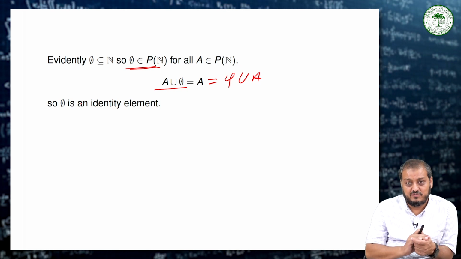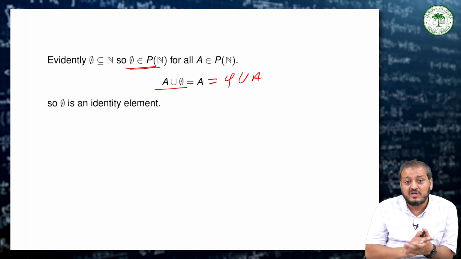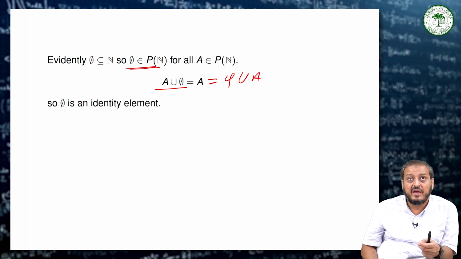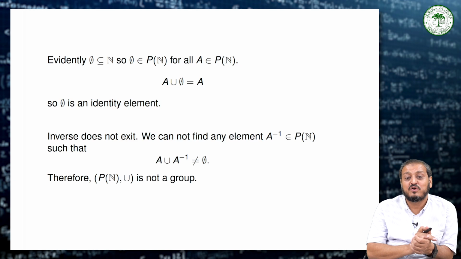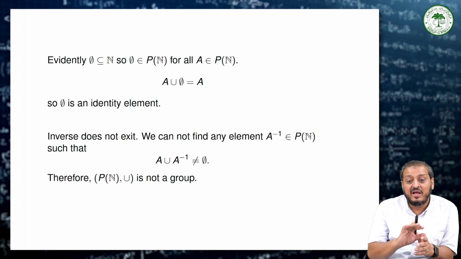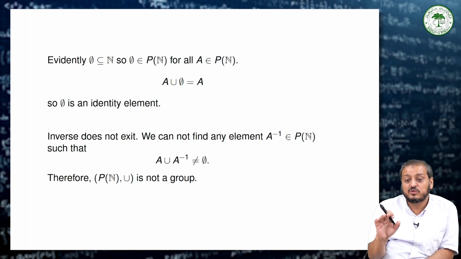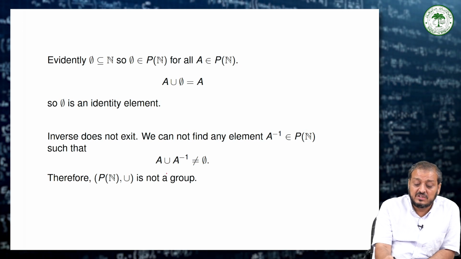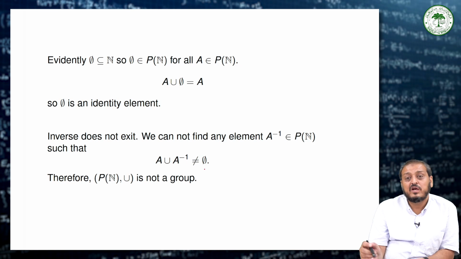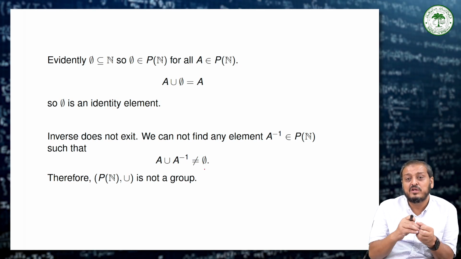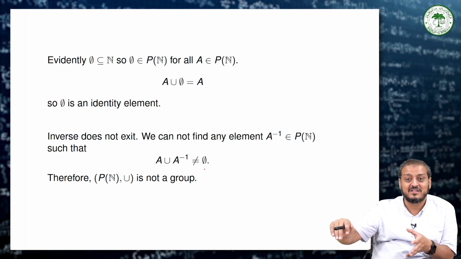What about the inverse? Does the inverse of this set exist? In this case it does not exist. We cannot find any element A inverse belonging to the power set such that A union A inverse gives the empty set. We cannot find any such element.